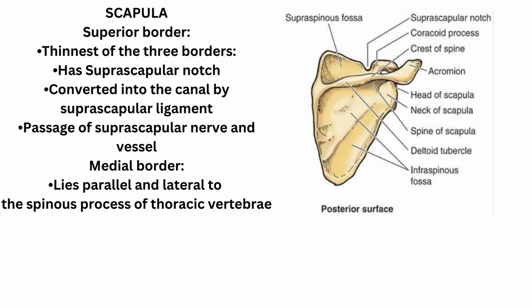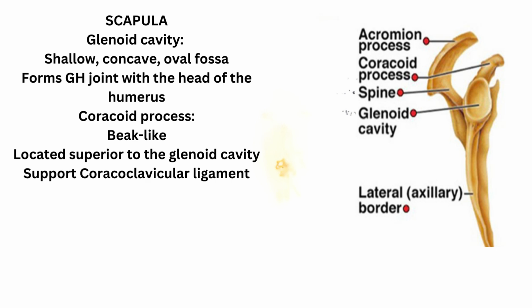The medial border of the scapula runs parallel to and lateral to the spinous processes of the thoracic vertebrae. The glenoid cavity is located on the superolateral surface of the scapula. It is a shallow, concave, oval fossa, which serves as a socket for articulation with the head of the humerus at the glenohumeral joint. The coracoid process is beak-like and superior to the glenoid cavity, and projects anterolaterally and supports coracoclavicular ligament.